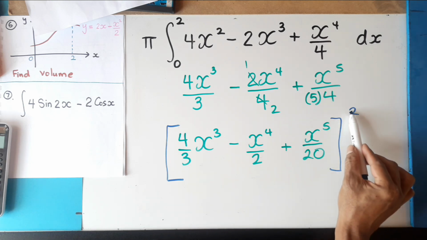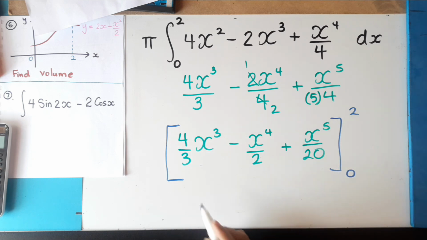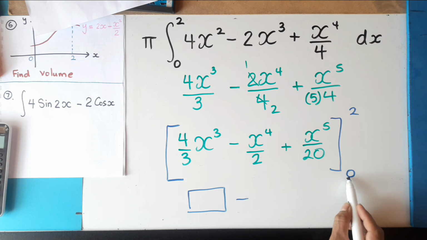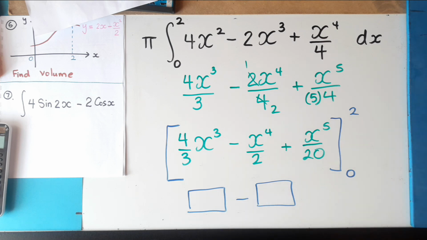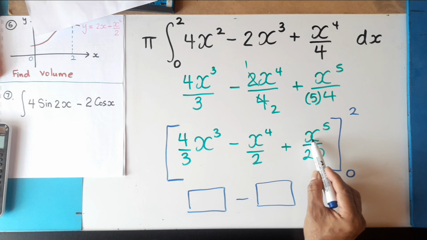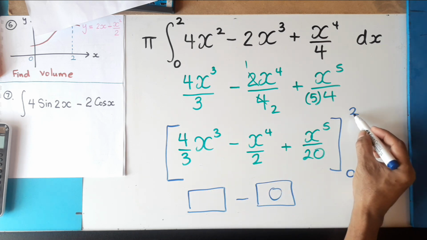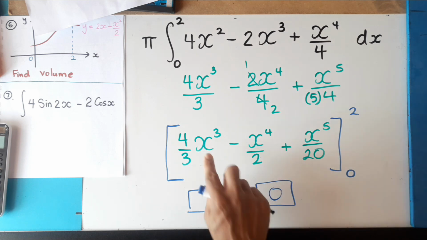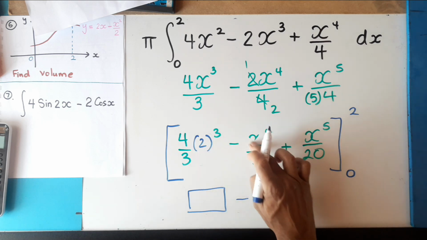So all we have to do now is replace all the x's here with 2, write down the answer, put a minus sign, then replace all the x's here with 0 and write it here and minus both answers. Now the 0 is going to be super easy. If we replace all the x's here with 0, we're obviously going to get 0. So I guess it's just this one here. So we just have to replace all the x's here with 2. So make sure and put it in brackets so you don't make any mistakes.